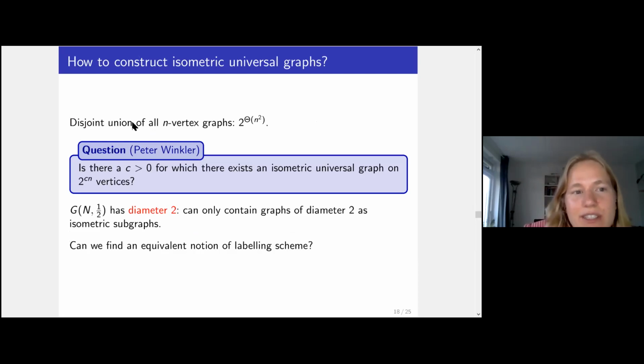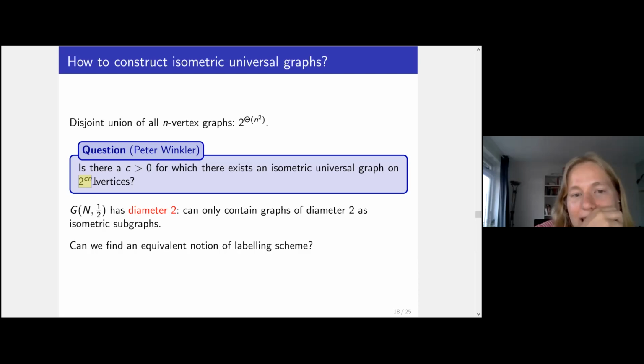We can still take the disjoint union of all n vertex graphs, that still works fine, and that gives us something like 2 to the n squared. But for the induced universal graph, the right answer was 2 to the n over 2. Can we still get this linear term in the exponent? This was something that Peter Winkler asked.